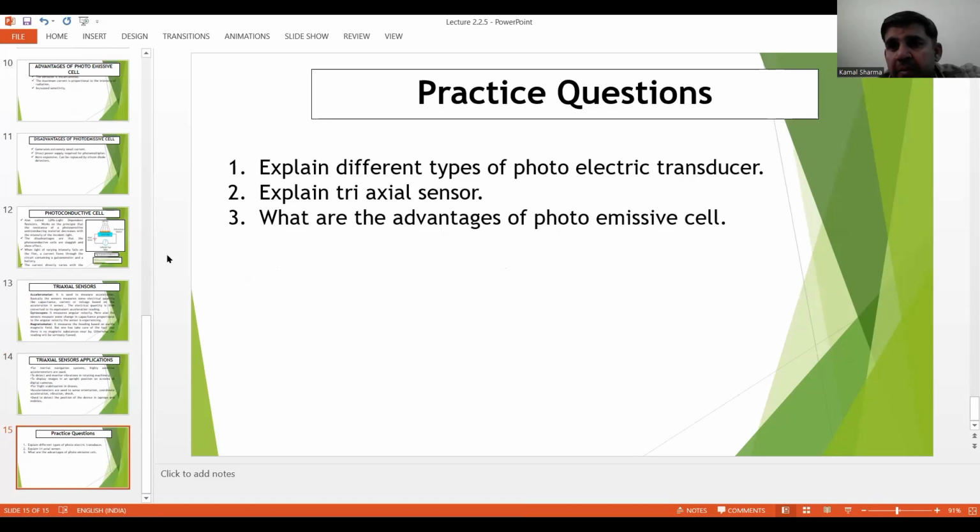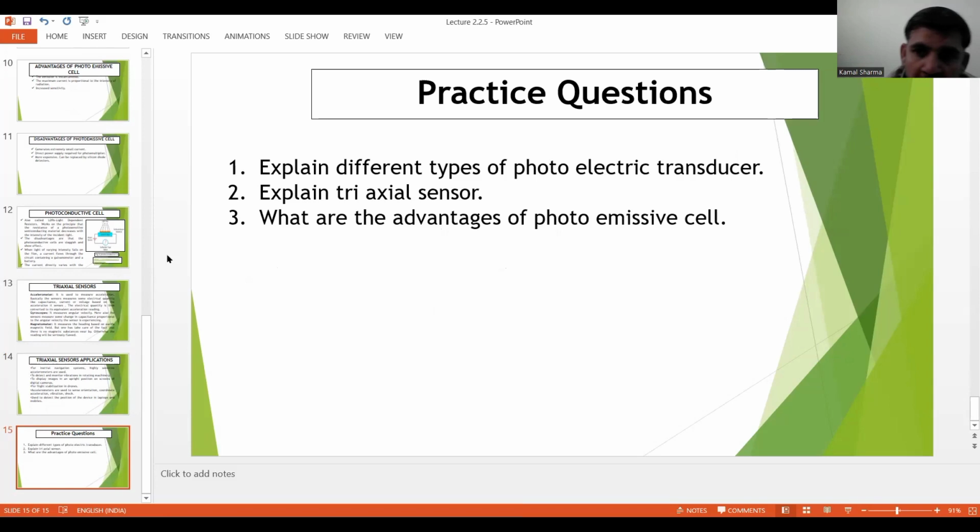These are the questions that can be asked in any paper or in an interview. Other questions can also be asked: the different types of photoelectric transducers, how photoemissive cells work, what triaxial sensors are, and how they work. These are certain questions that can be asked.